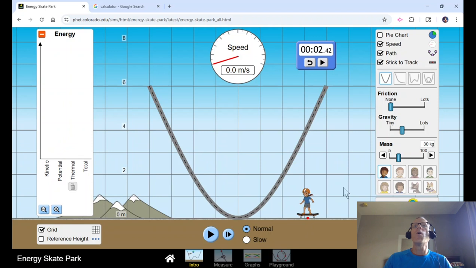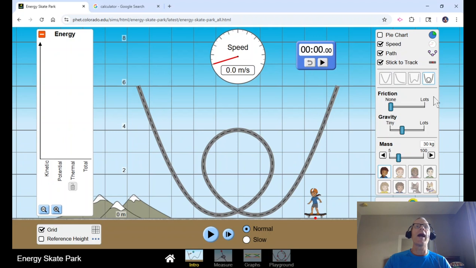We're going to try one more thing. And we're going to go with a different track. And we'll keep her at 30 kilograms. So think about what you were seeing with the bar chart here. Think what you were seeing with the speed and so on, and the time, which we won't do quite yet. But what things will change?